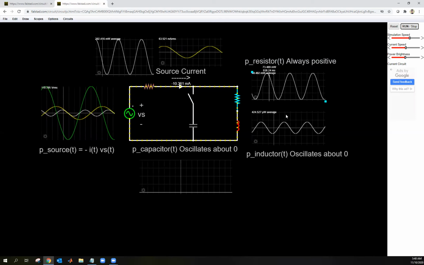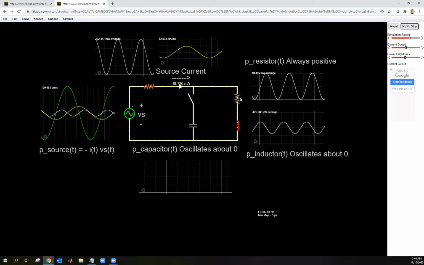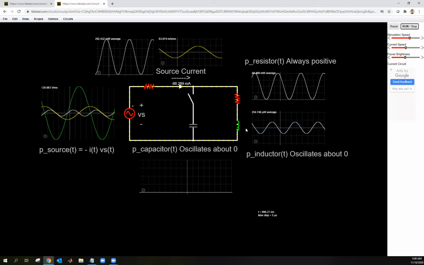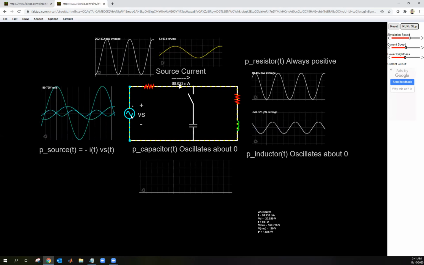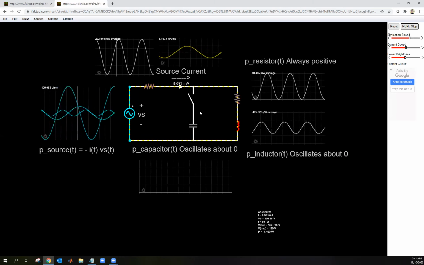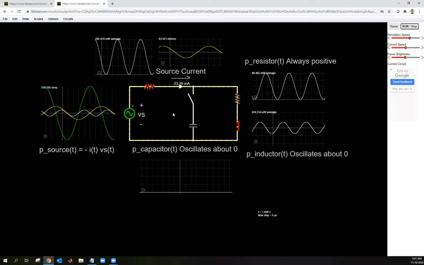Okay, so this is all consistent with the last slide. And then look at the power. Look how the resistor is always red. The inductor is green and red equally. And here you can't quite tell, but there may be a little bit more green than red for the voltage supply.